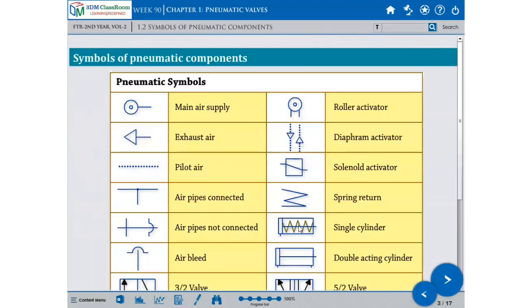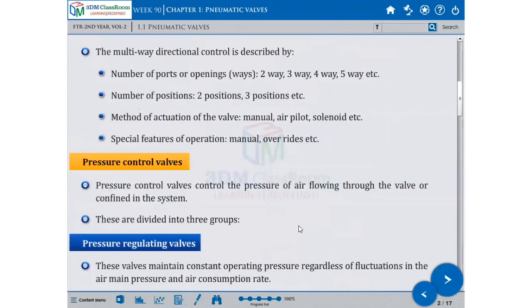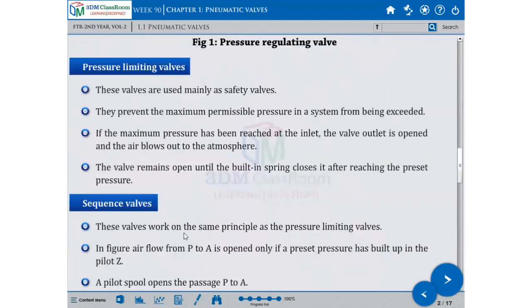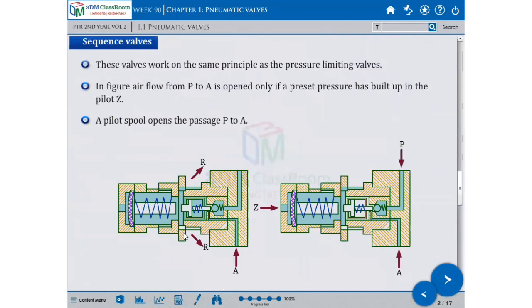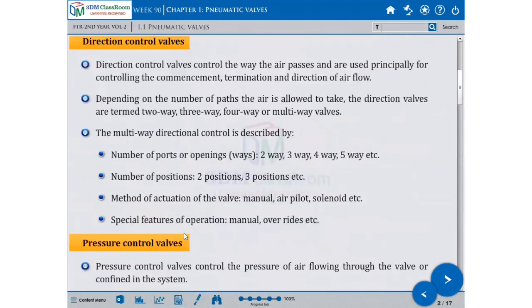Next, direction control valve. They have only given this here. We skip this, since I have already done the direction control valve.